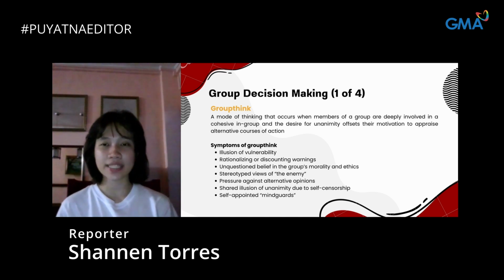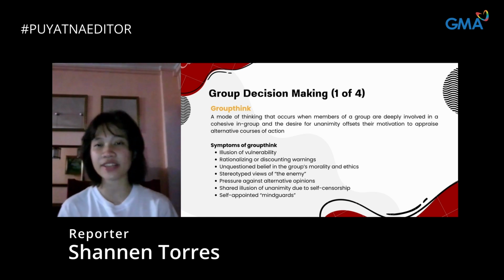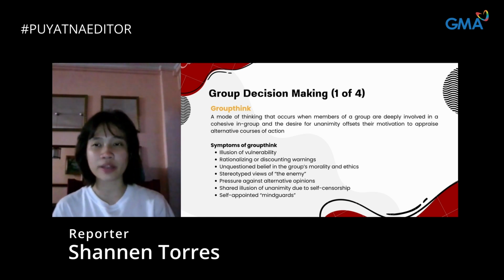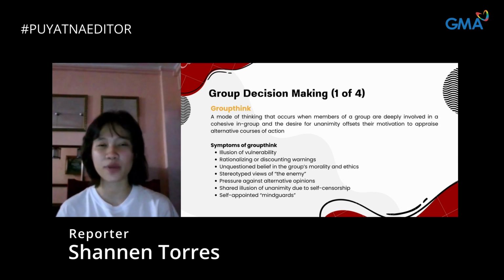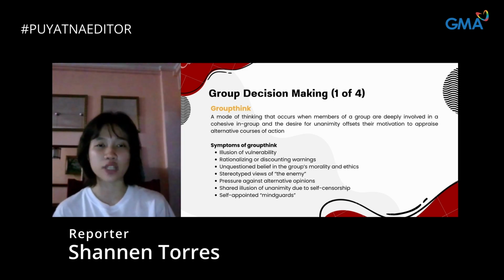Groupthink in the workplace is a behavior that occurs in groups. It refers to the tendency of group members to override their thinking and judgment to maintain group unanimity and avoid conflict. The symptoms of groupthink include illusion of vulnerability, rationalizing or discounting warnings, an unquestioned belief in the group's morality and ethics, stereotyped views of the enemy, pressure against alternative opinions, shared illusions of unanimity due to self-censorship, and self-appointed mind guards.